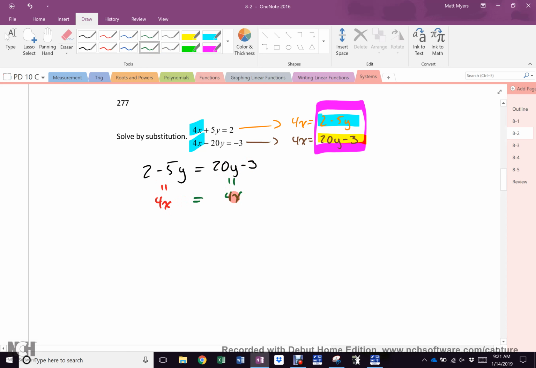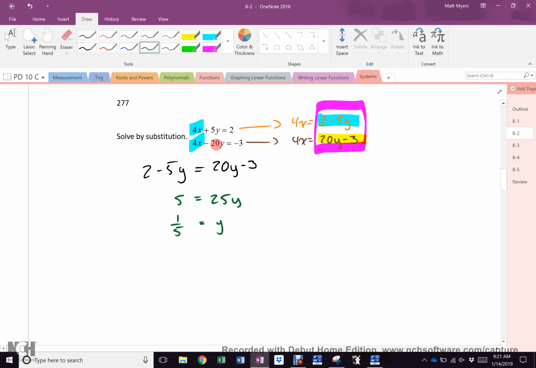Stay calm. Big breath. Use your diaphragms. Don't do one of those chest breaths. Do a real breath so you can get your crap together. Now, this, of course, means 25y equals 5, and y equals 1/5. Yes? Do we now know what y is?